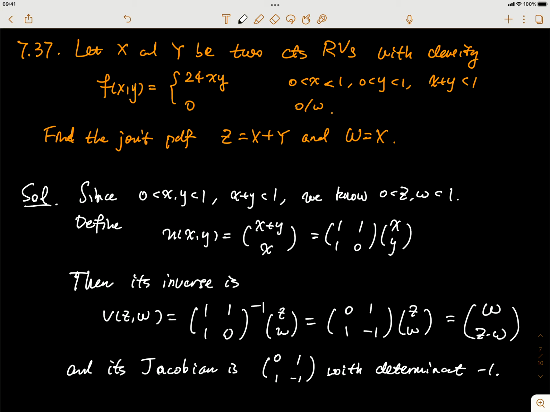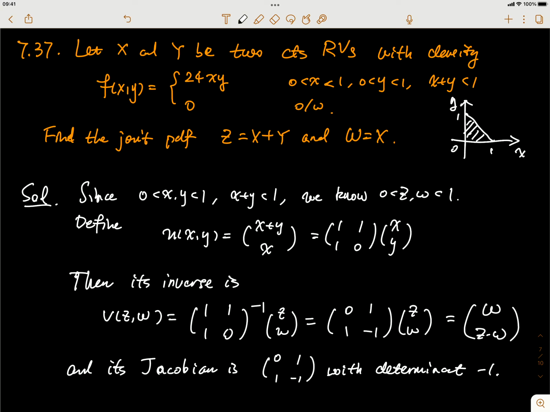Okay, 7.37. We have two continuous random variables with a joint PDF equal to this. So when x and y are both between 0 and 1, and x plus y must be less than 1, that is the support of x and y. So it's essentially just this is x, this is y, this is the 1. So that's the support of the PDF, right? So the joint PDF can take positive values over this triangle only.